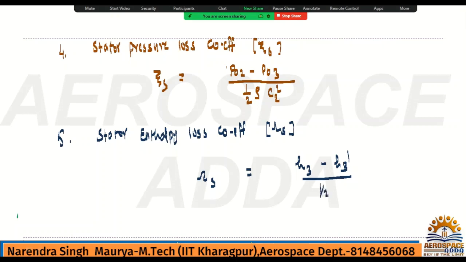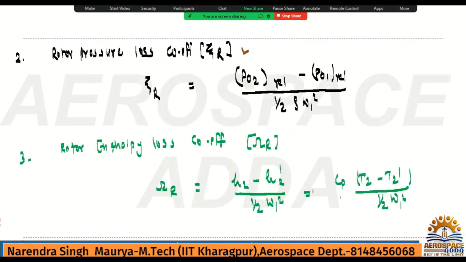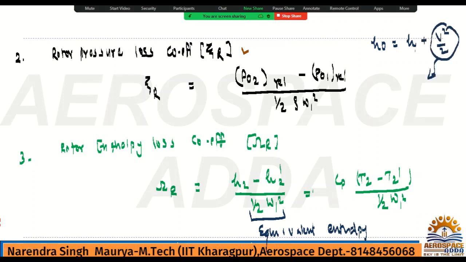So what is the equivalent enthalpy? It is half rho, not rho, half C2 square, just like here. See, half W square is the equivalent enthalpy. If you remember, we had written that total enthalpy is static enthalpy plus V square by 2. Because you are adding this to enthalpy, this V square by 2 is also equivalent enthalpy. Many times you have done this, H naught is equal to H plus V square by 2. So this is the equivalent enthalpy. I am just recalling it for you.